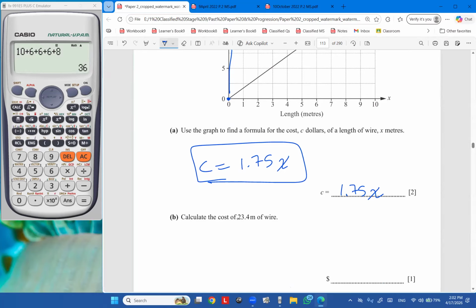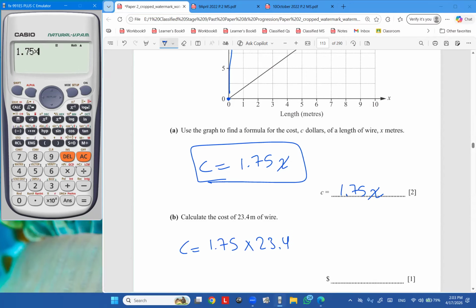Calculate the cost of 23.4 meters of wire. So the meter here is the x, so I'm just going to say that C equals 1.75 multiplied by the x, which they set to you as 23.4. Using the calculator for that gives you $40.95.